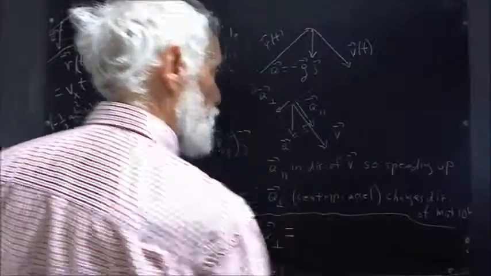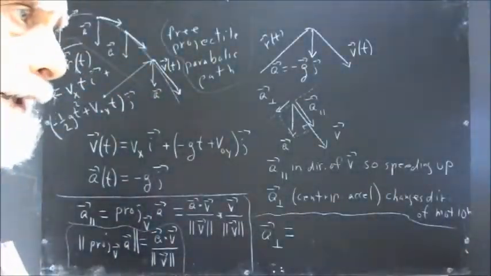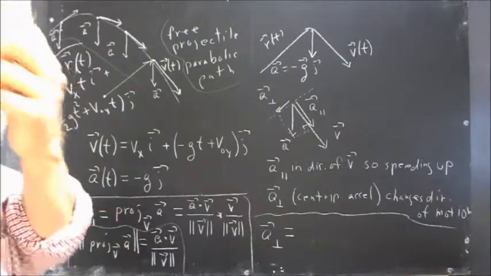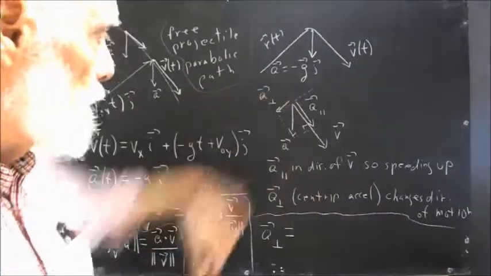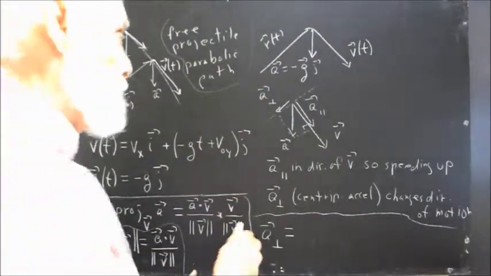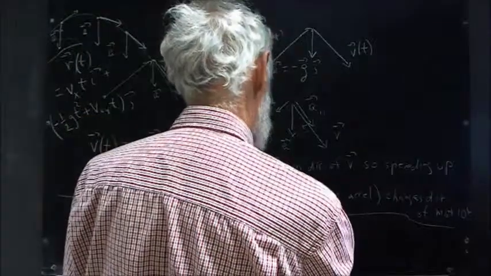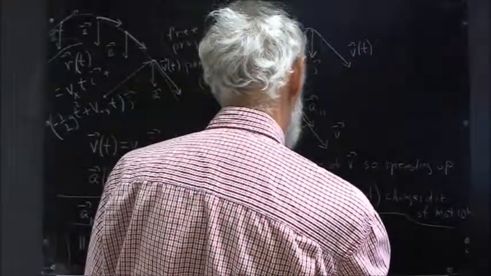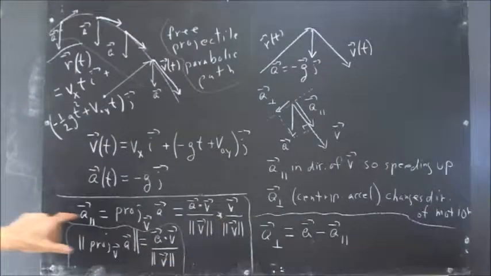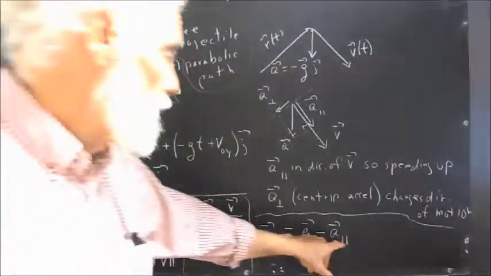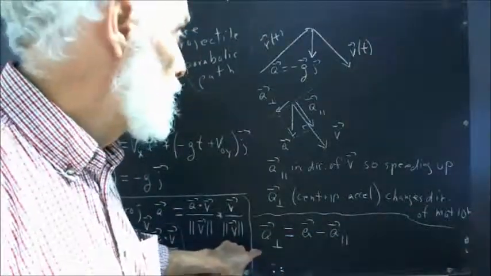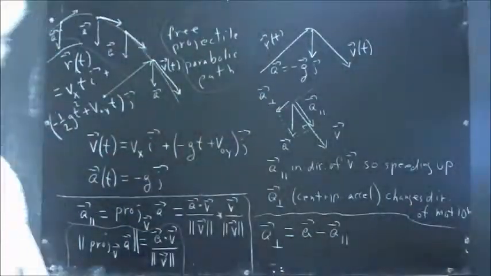we've done vector pictures that justify this. I'm just going to write this down, and I'm going to let you worry about it. If you look at this picture, it should be pretty obvious that A perpendicular is A minus A parallel. Here's how you get A parallel. You subtract A parallel from A, you get A perpendicular. It's right there in this picture. Make sure you understand that.